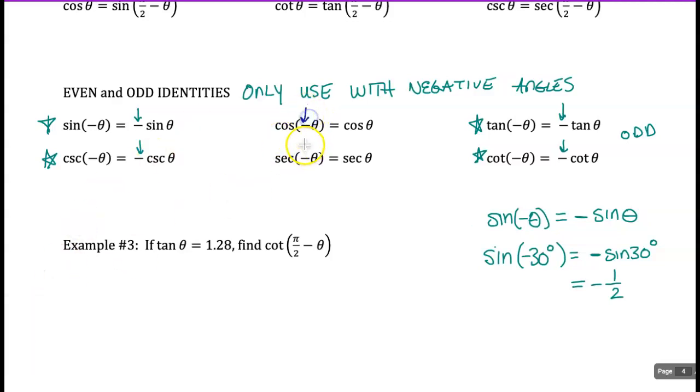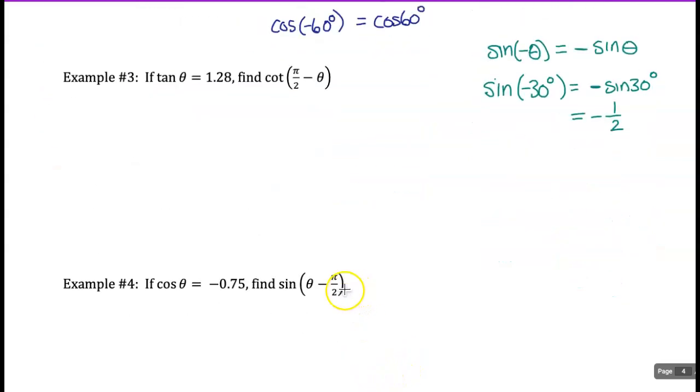Cosine and secant are even. And so, for example, if you want the cosine of negative 60, that's just equal to the cosine of 60. So there's no difference there. And those are called even. Okay, so I'll show you how to do a few of those.